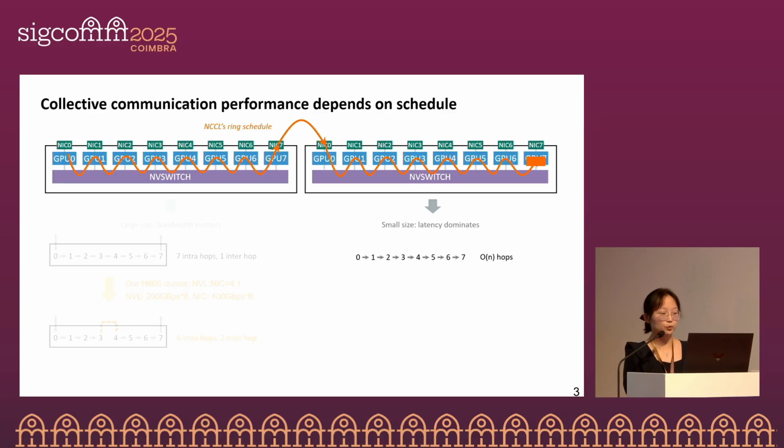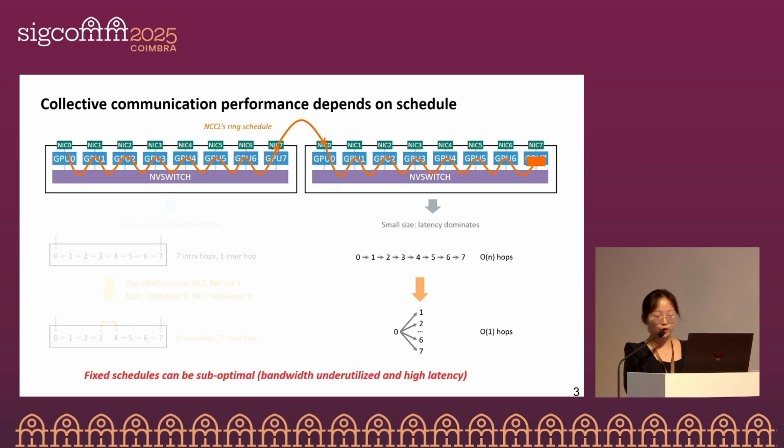And then for smaller data sizes, the latency dominates. In NCCL's ring schedule, each data chunk must go hop by hop until everyone has it, so there are many dependent hops. So a better idea is to send to all GPUs simultaneously, and this can greatly reduce latency. So the problem is fixed schedules can be suboptimal because they waste bandwidth and increase latency.